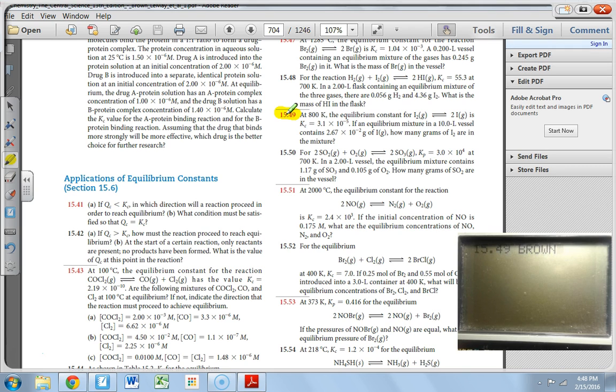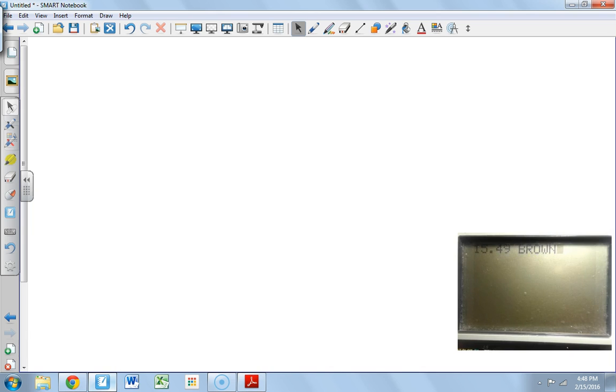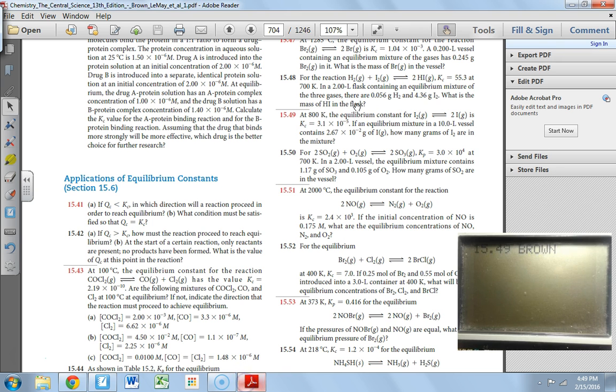So we have this reaction where I2 is reacting to form I. They're both gases, and we're given an equilibrium constant. Let's keep in mind that there's only two types of problems whenever we do equilibrium. After we get through manipulating the equilibrium constant, there's really only two types of equilibrium problems: determine the conditions and determine the constant.